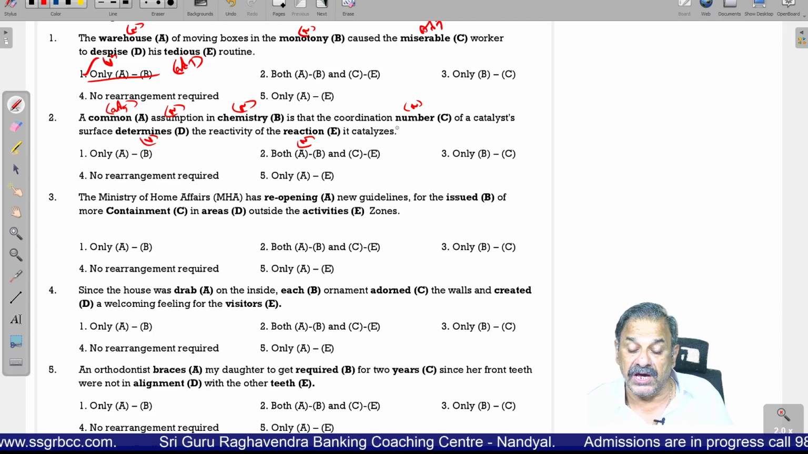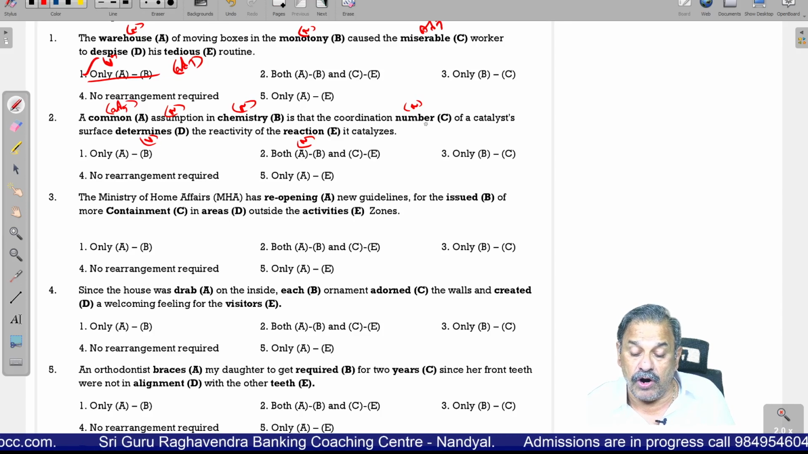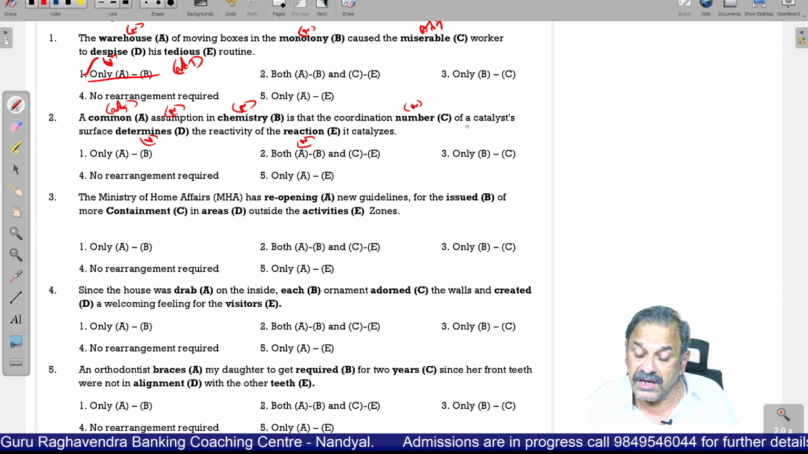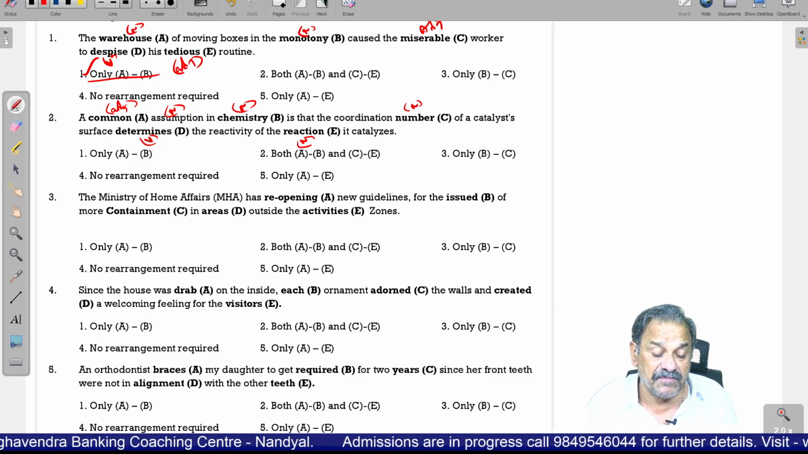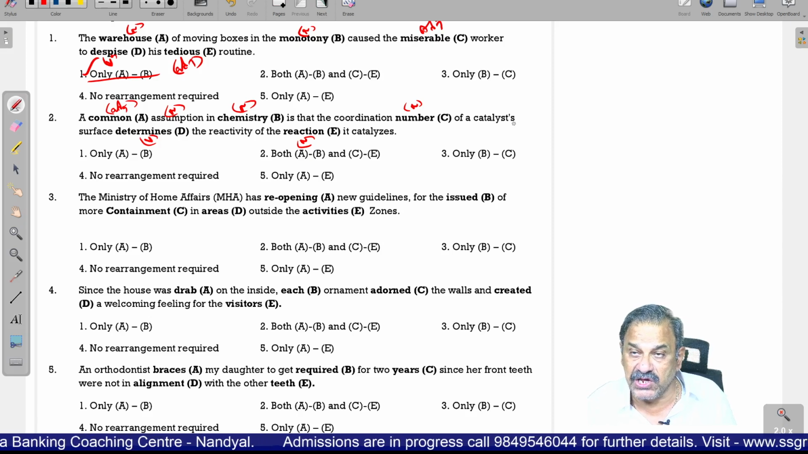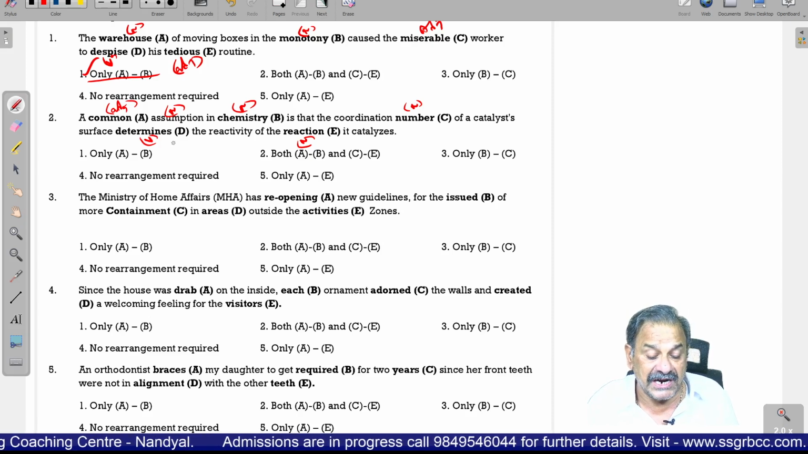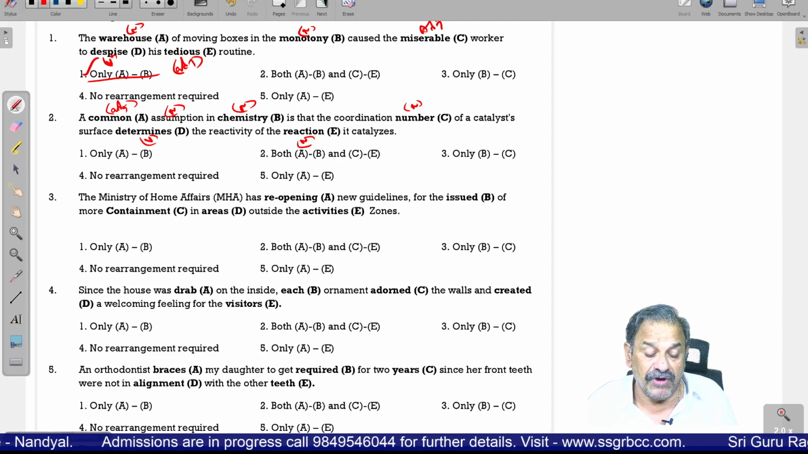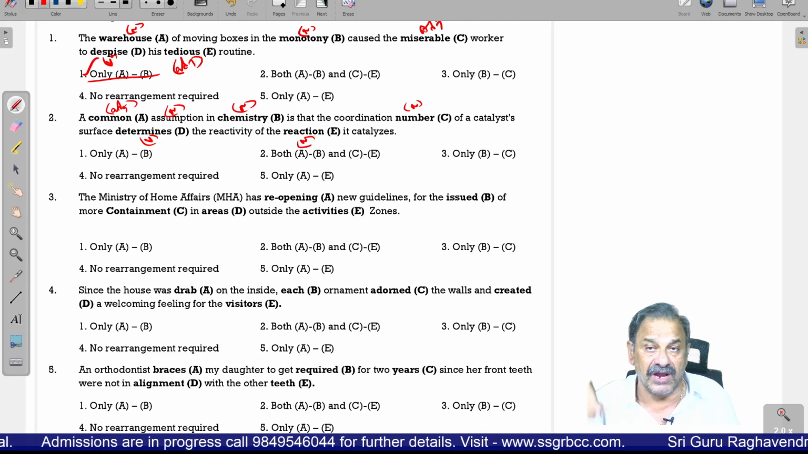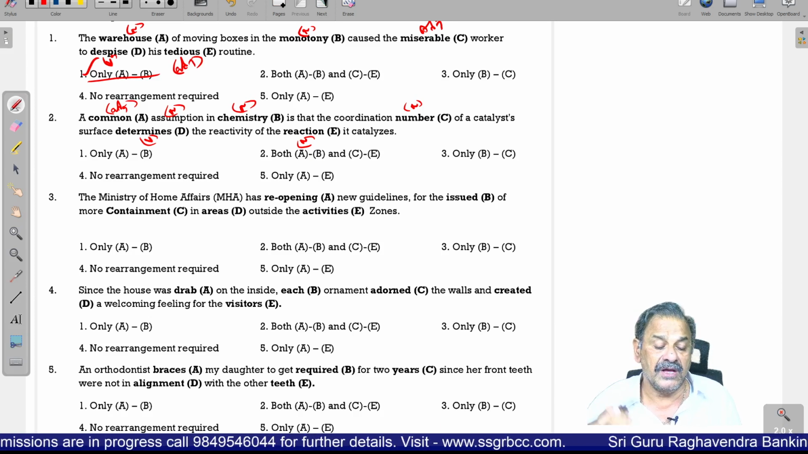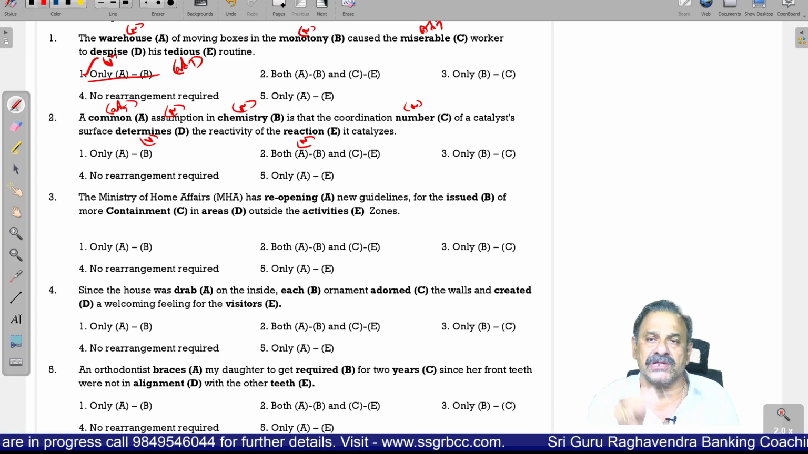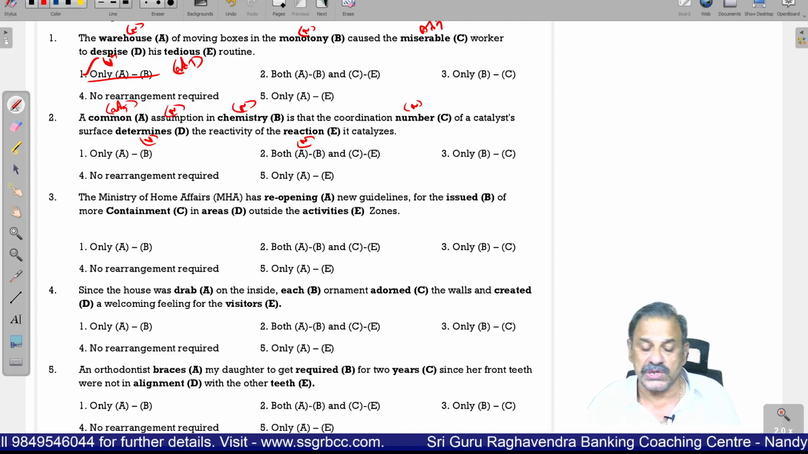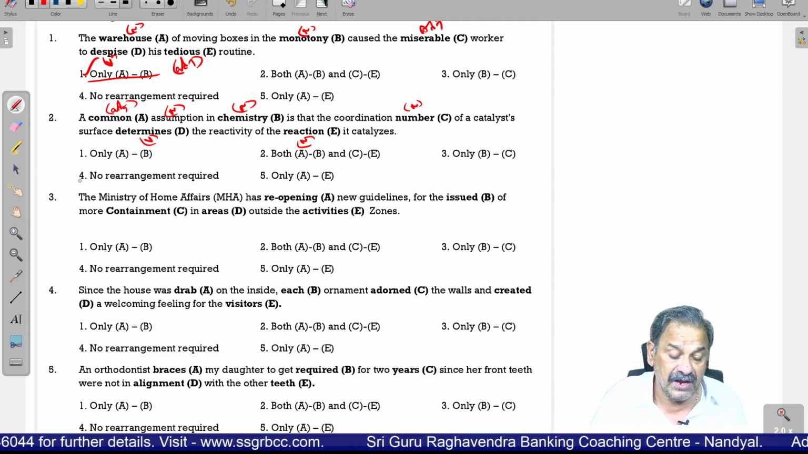So here the coordination number, okay, surface of a catalyst surface determines. Catalyst possessive case, surface noun, determines singular verb, okay. The reaction noun, okay. Where in common assumption, where in chemistry subject, okay. Common assumption noun. So we won't find any error. There is no need to swap. So no rearrangement required.